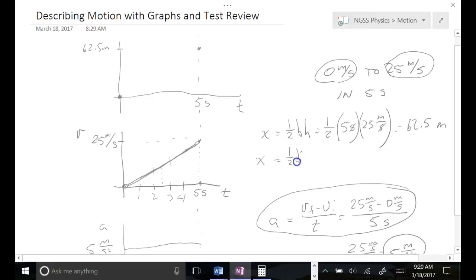So 1/2 base times height is 1/2, 2.5 seconds. And right here at 2.5 seconds, I've been adding 5 meters per second, right? So at 2 seconds, I added 5 and 5, so we would be at 10 meters per second at 2 seconds. At 2.5 seconds, I'd be midway between 10 and 15, or 12.5 meters per second.